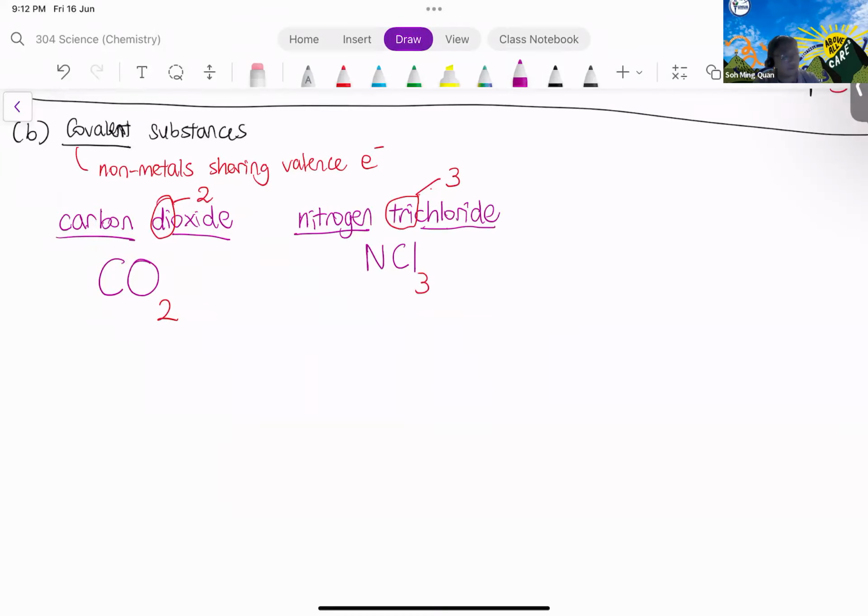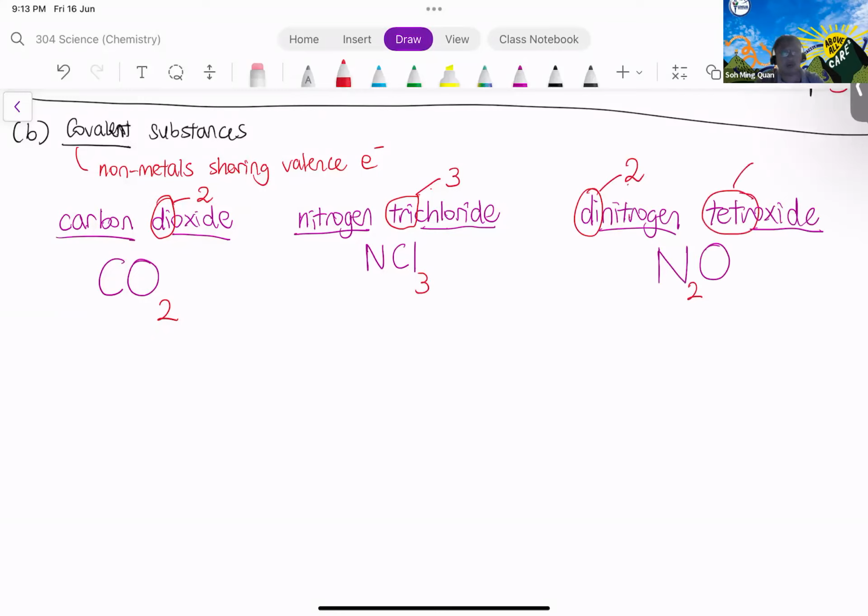Next, something very complicated. Dinitrogen tetroxide. What? Again, don't panic. Nitrogen, you recognize is N. Tetroxide, oxide, means got oxygen inside, right? Di means what? Di means two. Two nitrogen, N2. Tetra. Okay, some of you play games like Tetris. Tetris is like 4, right? Tetroxide, 4 oxygen. N2O4.